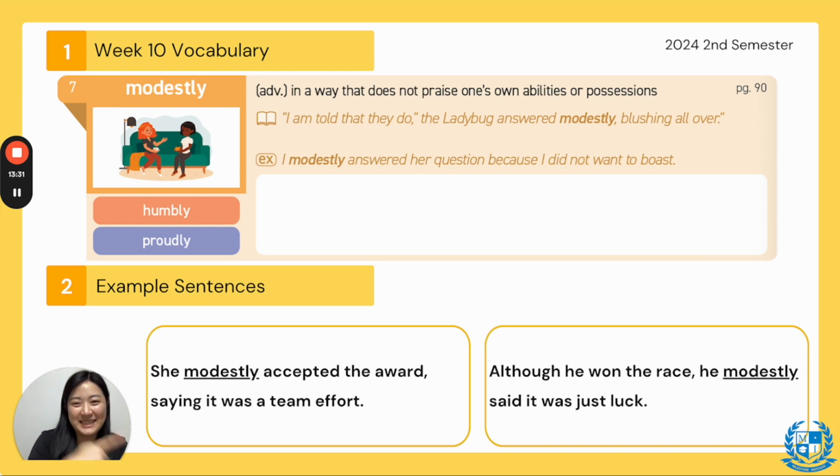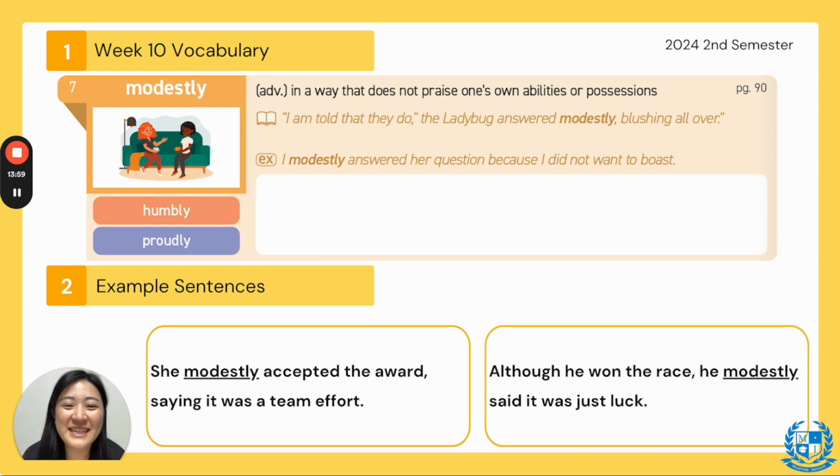Let's look down here. It says, she modestly accepted the award, saying it was a team effort. Good. That means instead of saying, I would like to thank myself for winning this award because I'm such a hard worker. No. It's just saying, I would like to accept this award. I would like to thank my teammates who also helped me and the staff and so on and so forth.